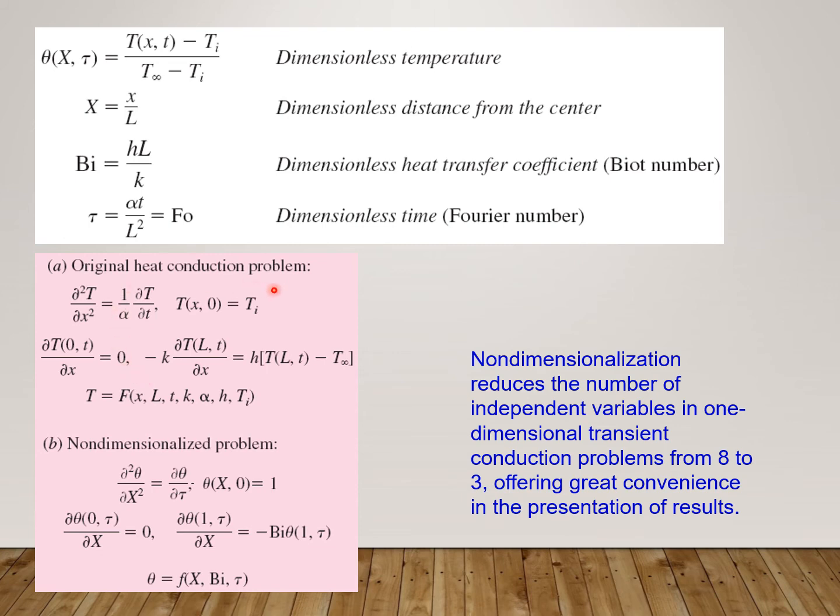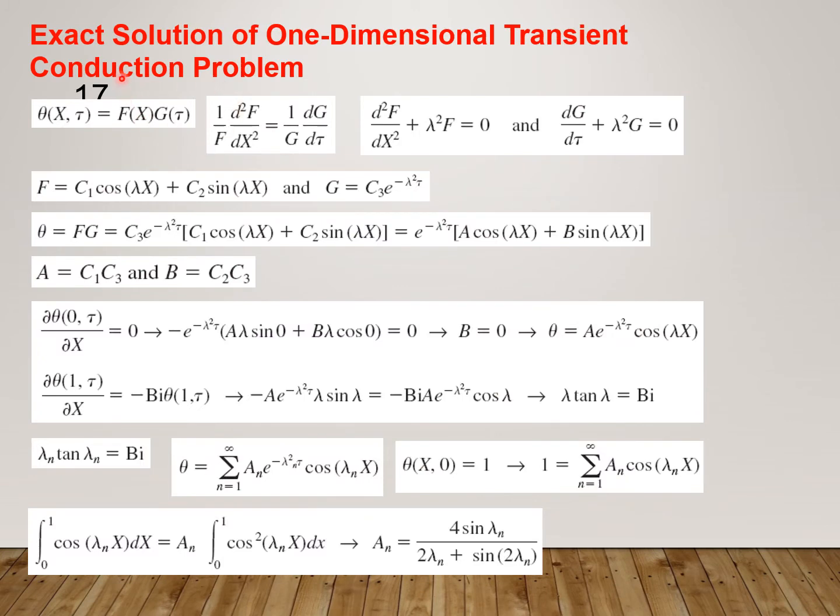So the original heat conduction problem: del square theta upon del x square is equal to 1 by alpha del T upon del small t. Conditions: T of x comma 0 is Ti. So these are the conditions we need to take care of while taking the numericals into action. Now we will discuss the exact solution of the one-dimensional transient conduction problem. This is a very complex topic, so we need to study it very deeply and very slowly.